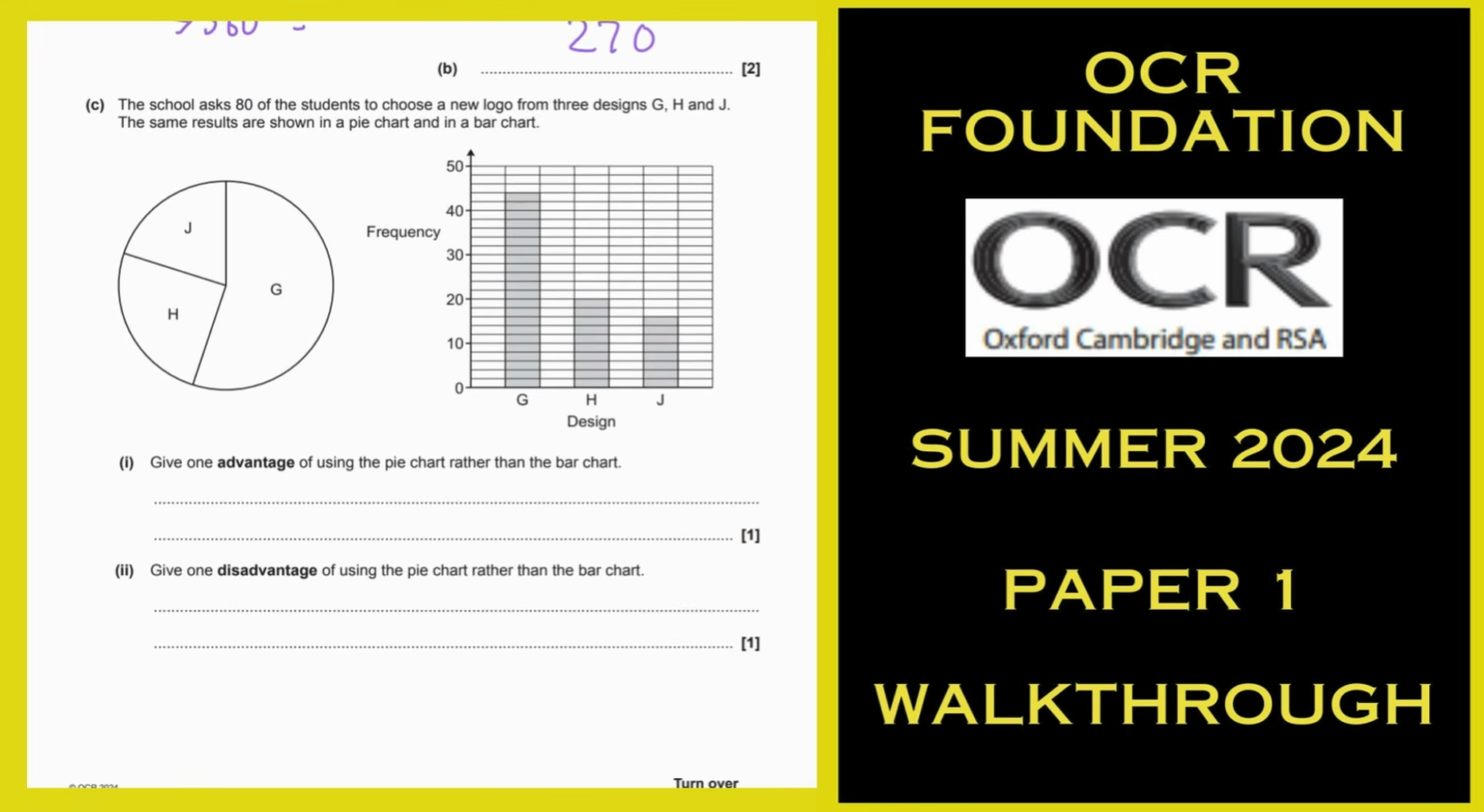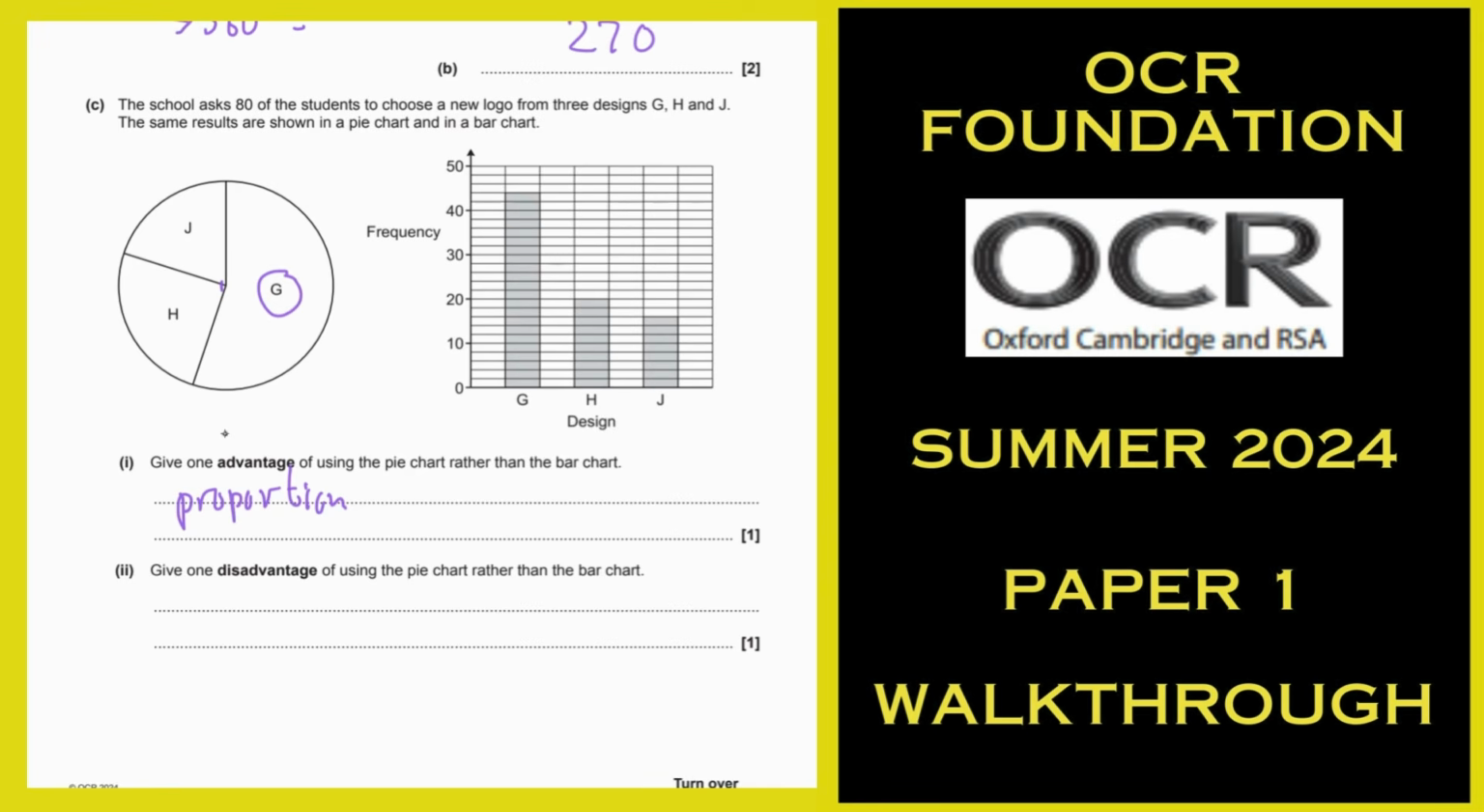Part C, just going to read them out, not going to write them out. Give one advantage of using the pie charts. Pie charts are very good at displaying proportions. For example, you can just look at that and you know that G is over half. So whatever survey this is about, G shows you that it's over half. It's much more popular. So I would say pie charts display proportions much better, much easier.